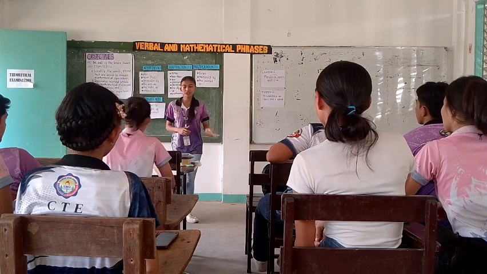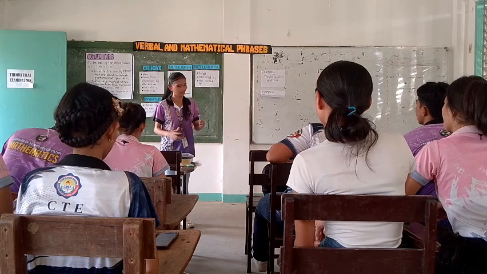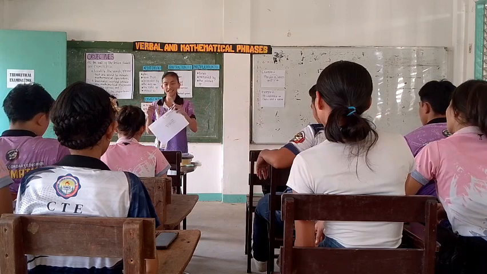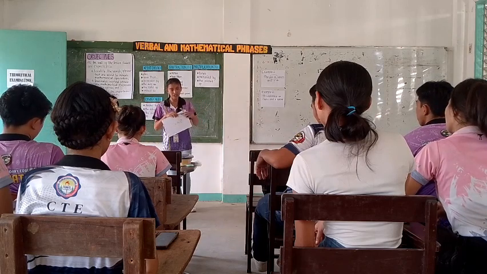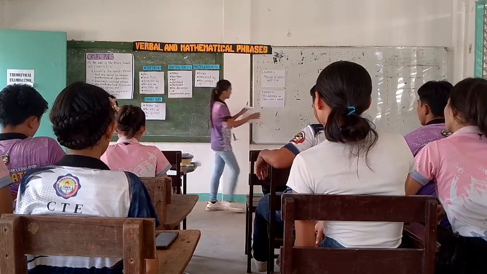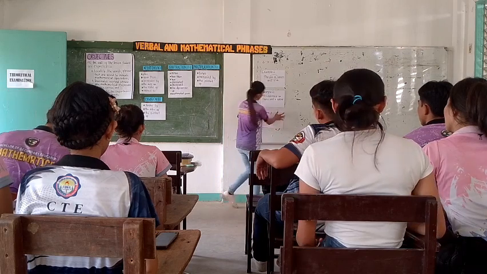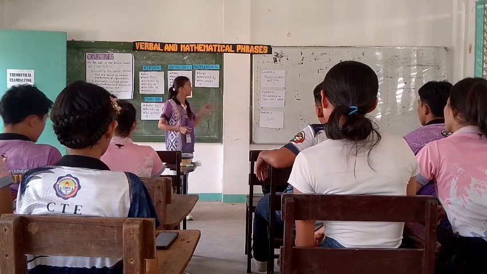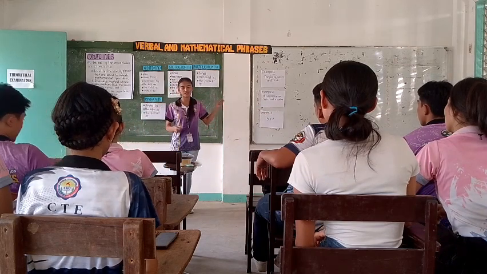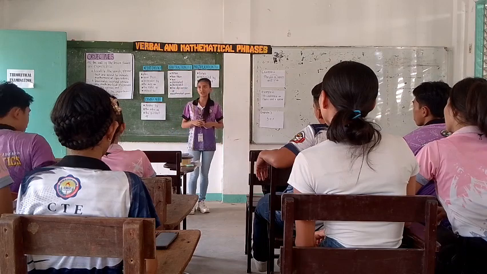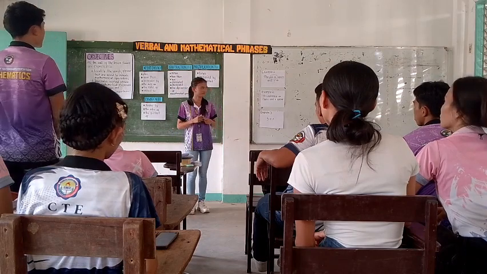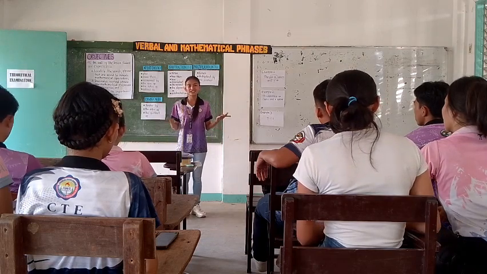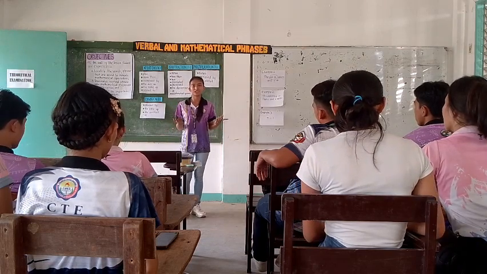Excellent. How about when we translate a mathematical expression into a verbal phrase, just like example number 3? So, 5 divided by P. What would be our verbal phrase for that? Yes, Arthur? The quotient of 5 and a number, ma'am. Yes, very good. Did you understand the concept, class?